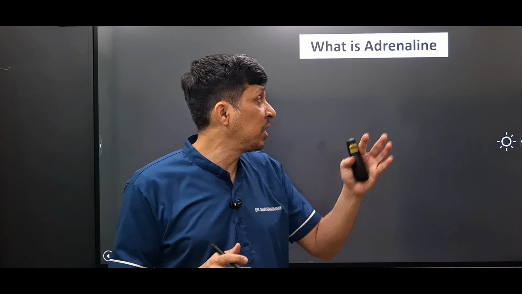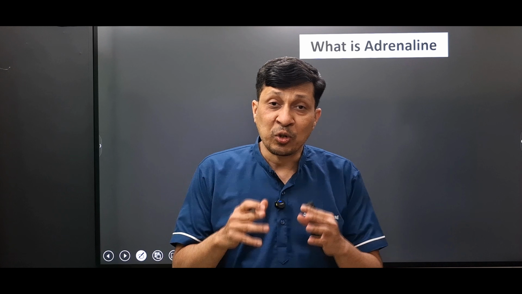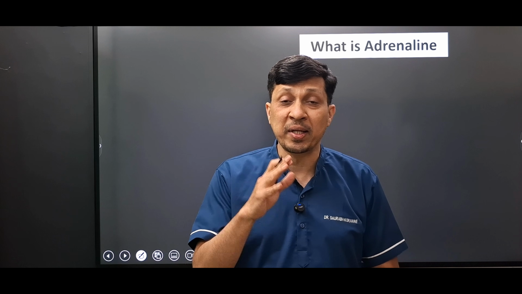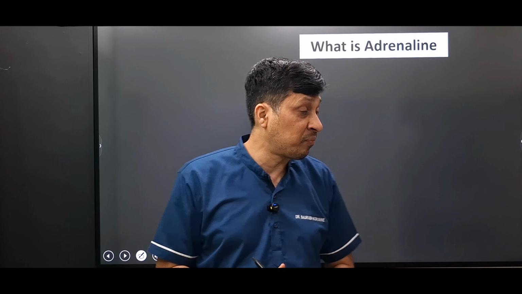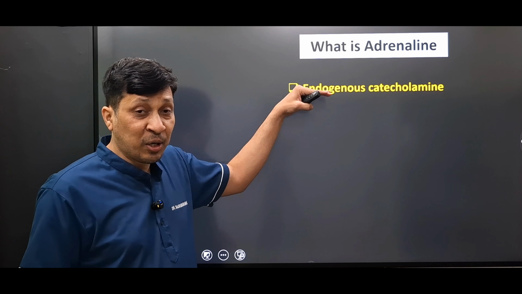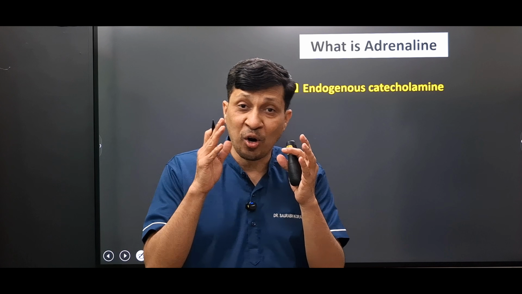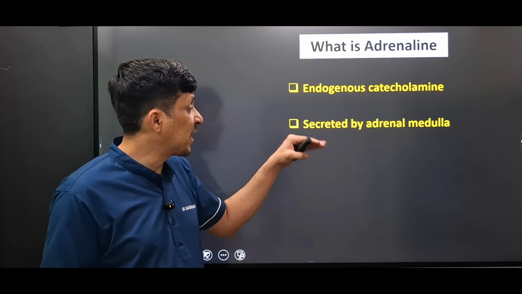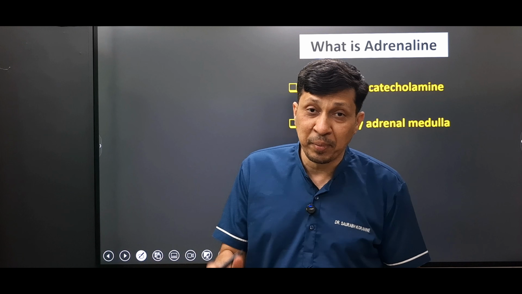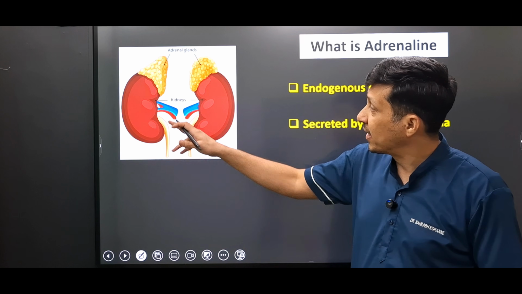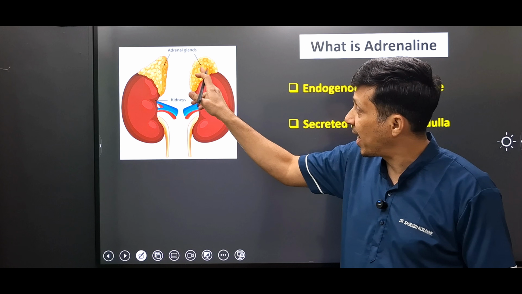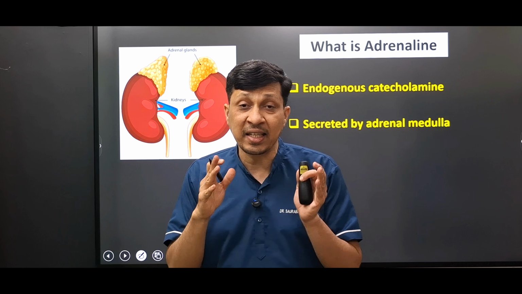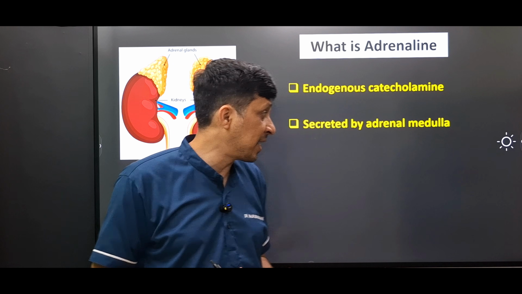Now we are going to see what is adrenaline. Though we know that adrenaline is a drug, adrenaline is also present in the body as a hormone. So this is an endogenous catecholamine, that is, it is a hormone that acts on the adrenergic system. Second, it is secreted by the adrenal medulla. On the top of the kidneys, there are pyramid-shaped glands called adrenal glands, and this adrenaline is secreted from these adrenal glands.